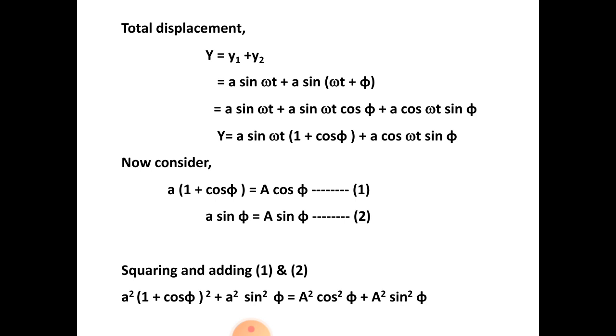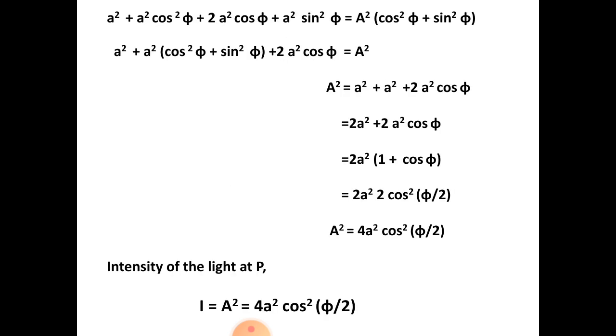Then you take squares of these two equations and add them, and you will get A square is equal to 4a square cos square phi by 2. Then the intensity of light I at a point P due to the wave amplitude A is A square. So I equal to 4a square cos square phi by 2.